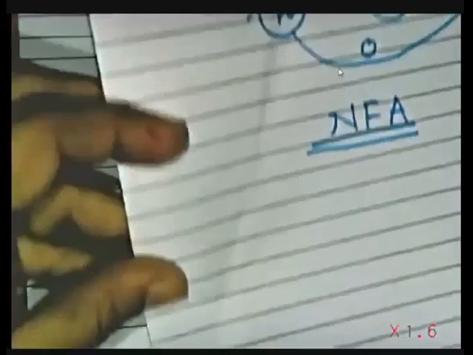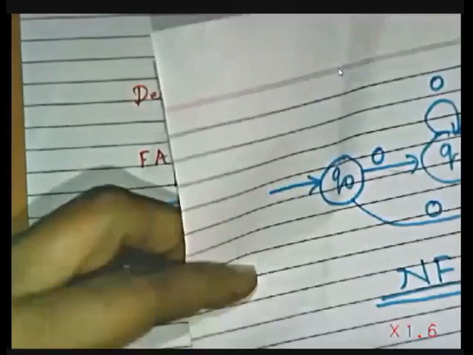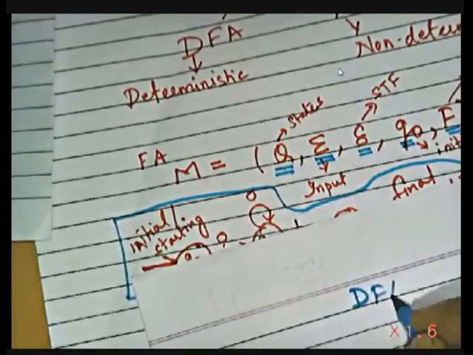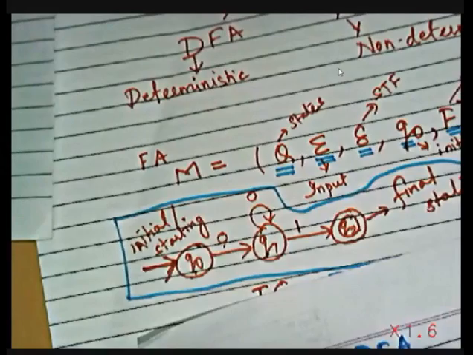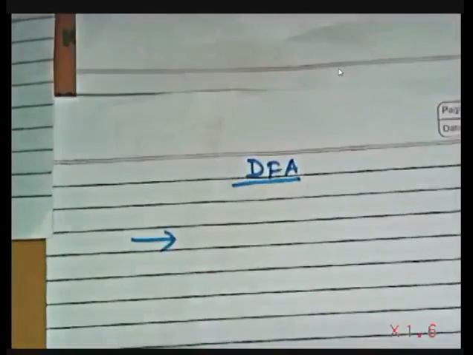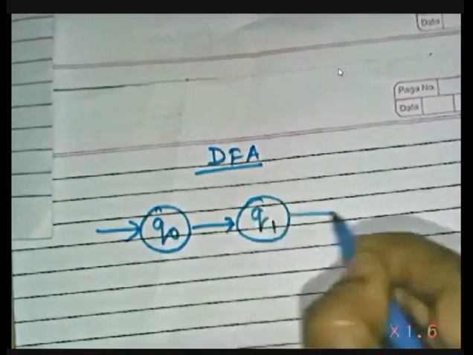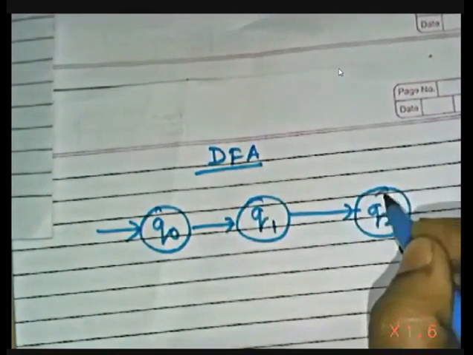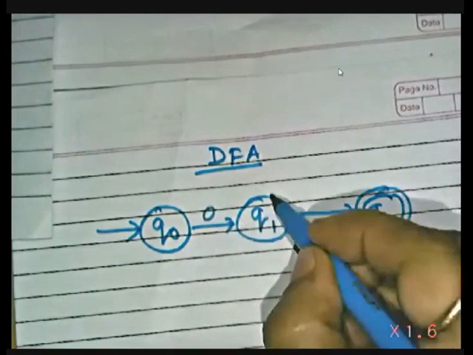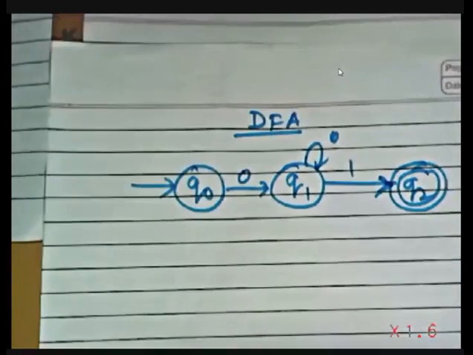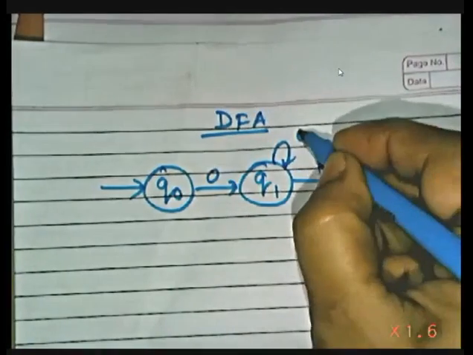See here. Once again I will draw the same finite automata, the DFA. So is it visible? Q0, Q1, Q2, double circle, final state, with transitions 0, 0, 1, right? Now we want to know what is the language accepted by this finite automata. How to know this?